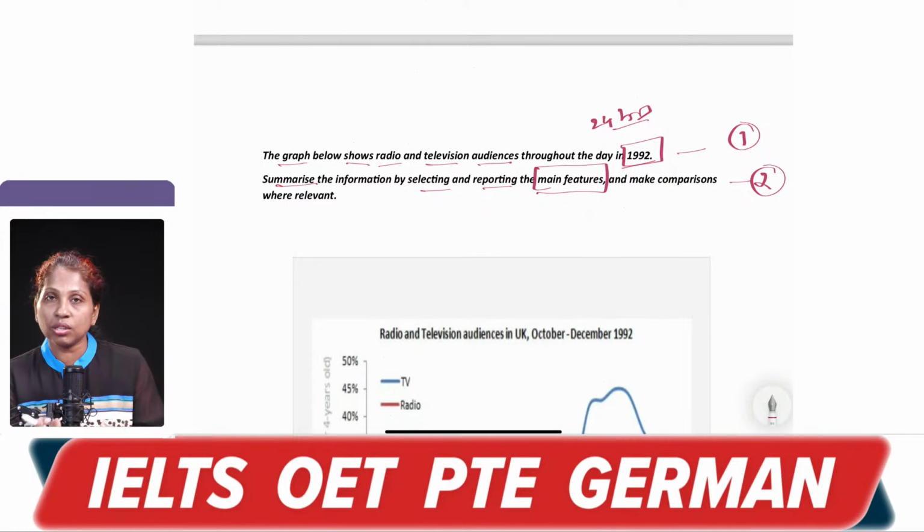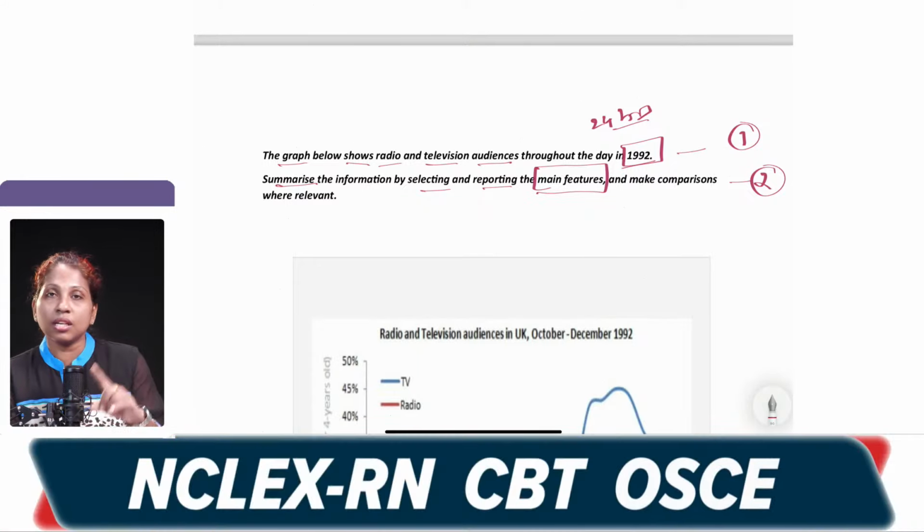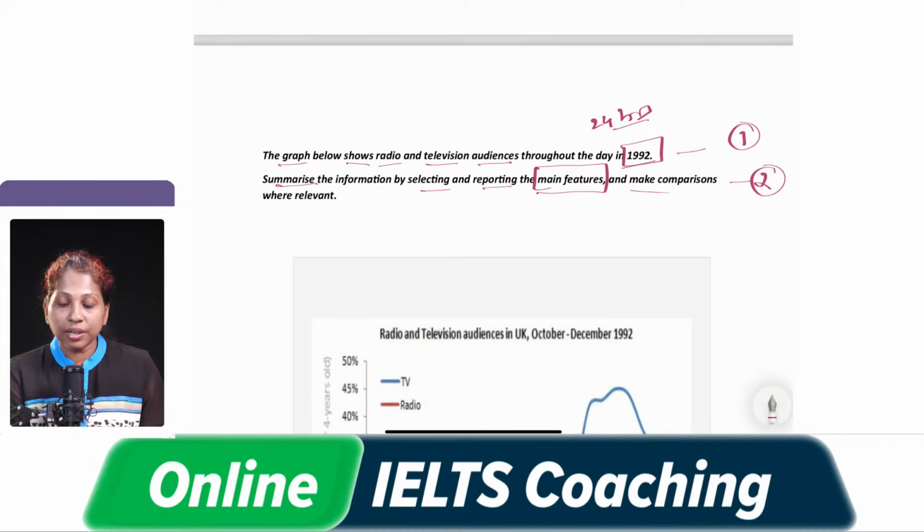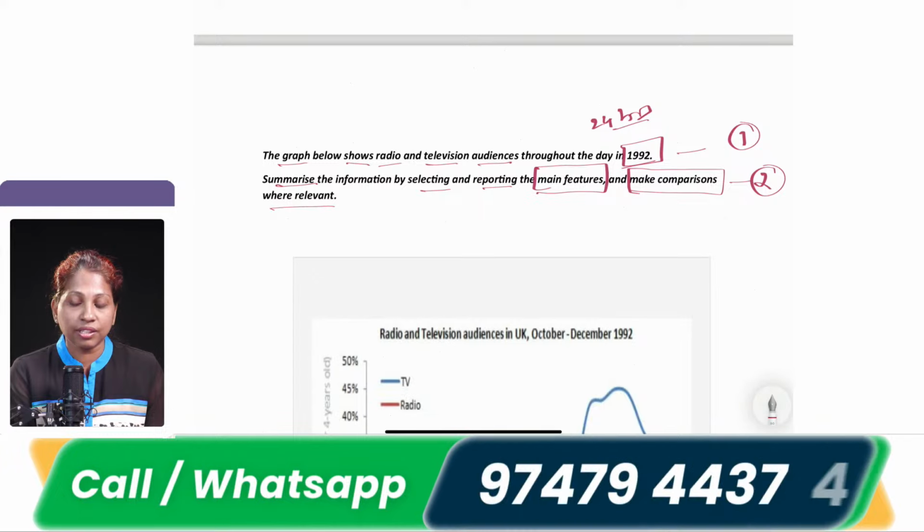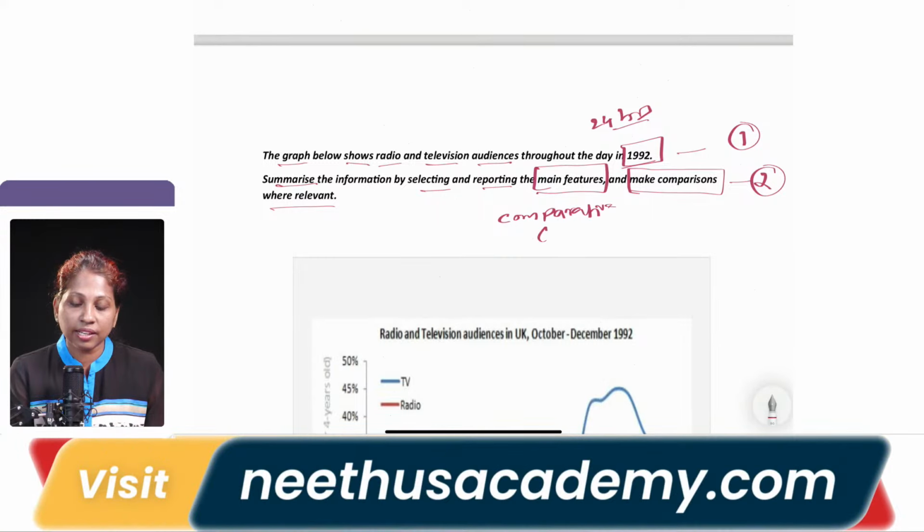A day has 24 hours. You cannot write about the development which is happening in every hour, so you will take the main features only. Then you will make comparisons. This is also one more thing which you have to take care of. Make comparisons where relevant. Comparative language and contrast language is what is expected to be written down in your report when you write.